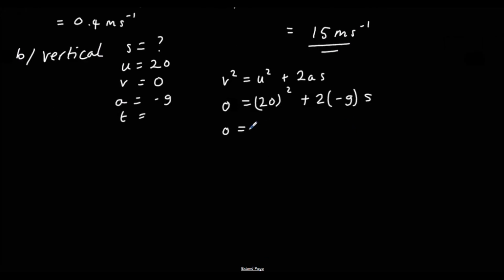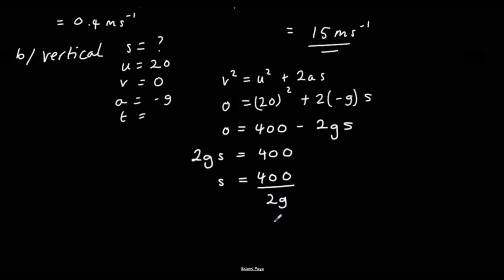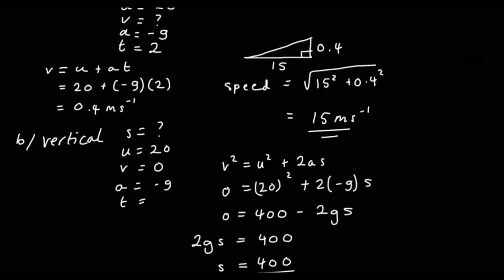So that's 0 equals 400 minus 2gs, plus 2gs to both sides, and divide both sides by 2g. So 400 over 2g, or 200 over g, meters. We could type it into the calculator and give a decimal. We don't need to. We can leave it as 200 over g, and I think that'd be easier.